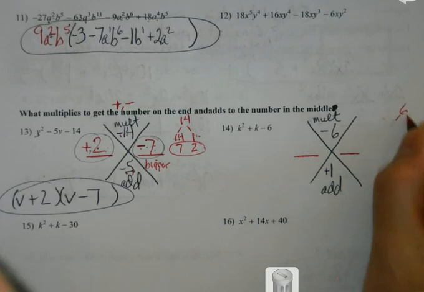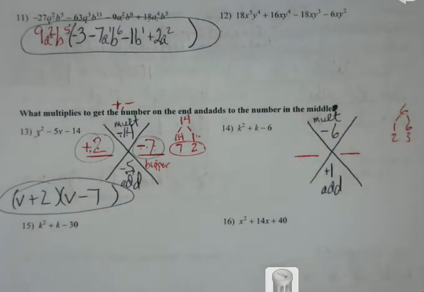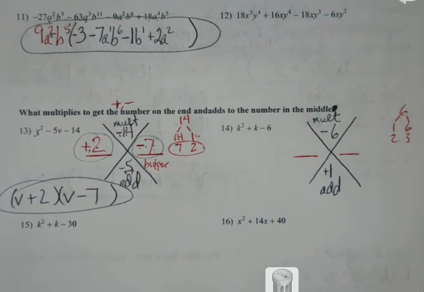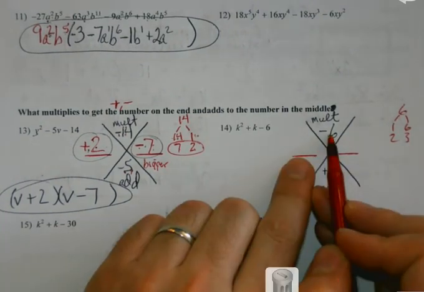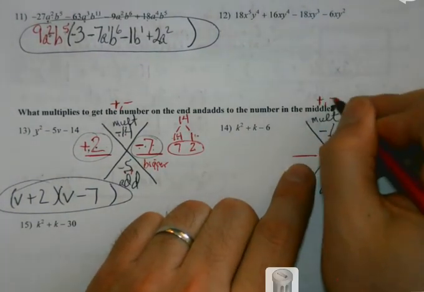So again, let's do a little detective work. Okay, 6, I don't have a lot of options. It's 1 or 6 or 2 and 3. It's one of those two. So I look and I go, okay, it multiplies to a negative. So I know I'm going to have one of each sign.